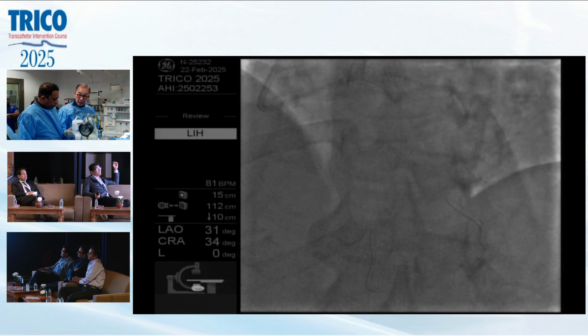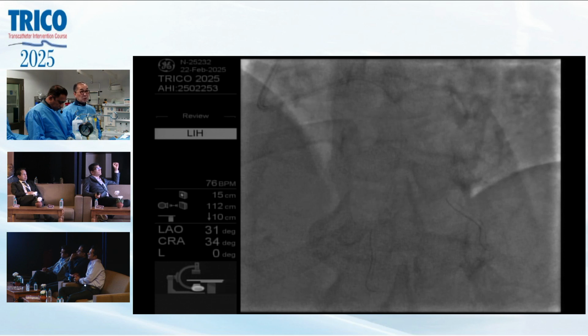Can I have IVUS? In the LAD or both? Okay, let's do the diagonal first. And the results are pretty good when you have the DCB for the side branch and the stent for the main branch.